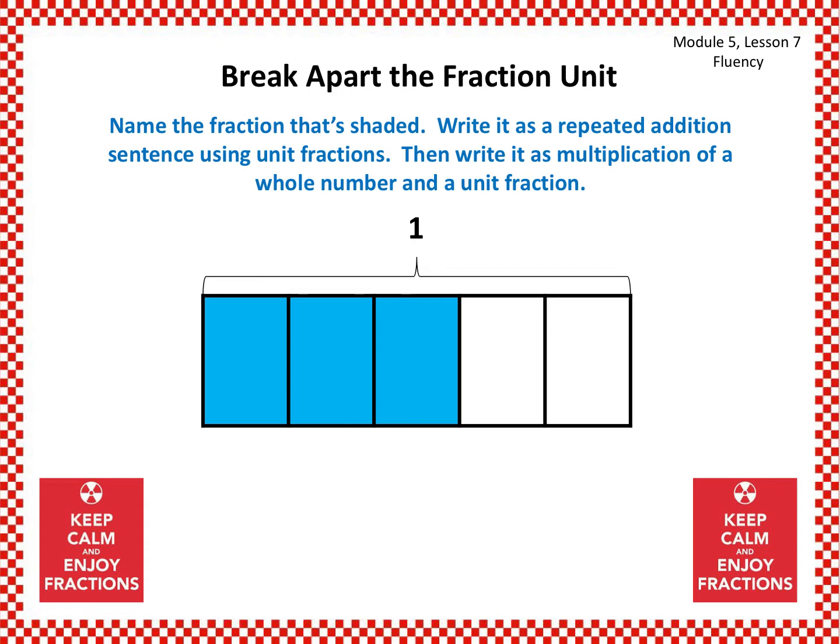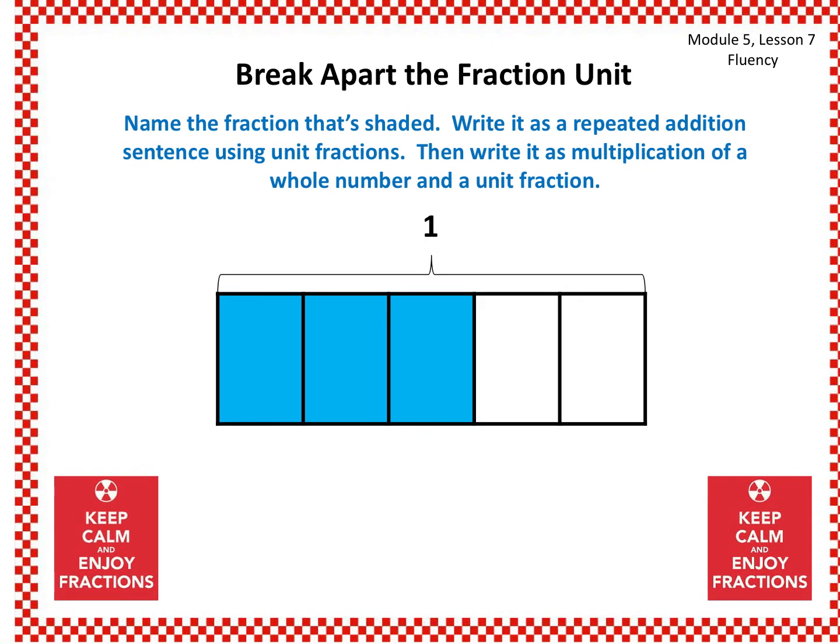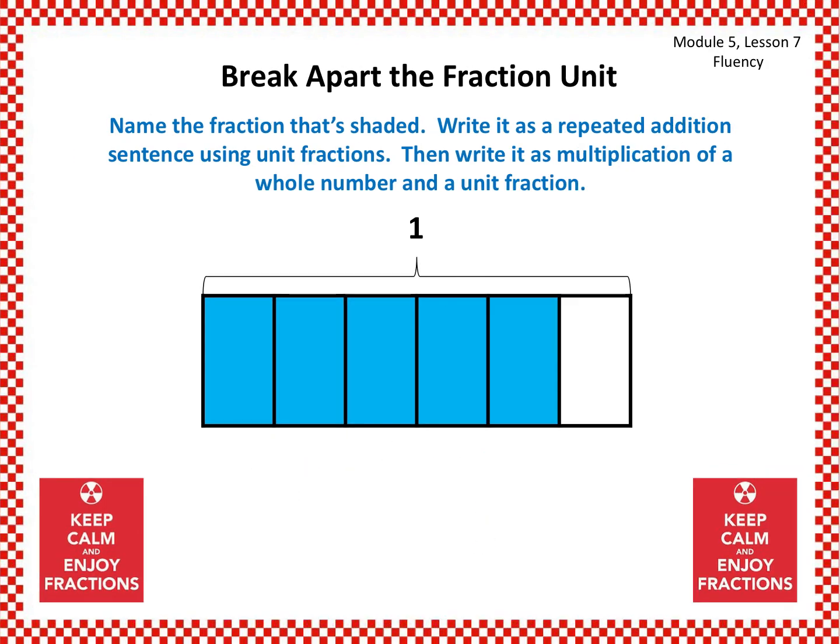If you look, we are divided into three parts, so that's going to be our denominator down there, and then our top, we have 1, 2, 3, will be 3. So write it as a repeated addition sentence. Well, 1/5 plus 1/5 plus 1/5. It is also equal to 3 times 1/5. All right, this should be pretty straightforward for you. Pause the video, do this for yourself, and then come back.